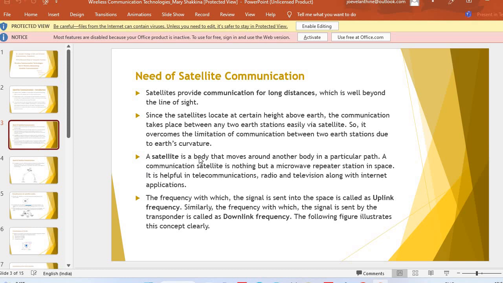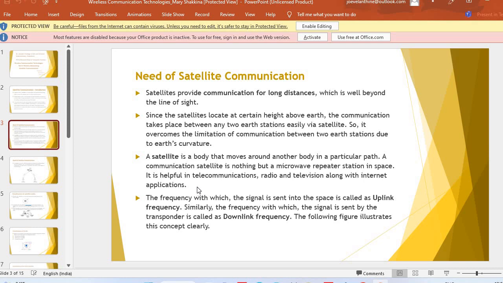A satellite is a body that moves around another body in a particular path. A communication satellite is nothing but a microwave repeater station in space. It is helpful in telecommunications, radio and television along with internet applications.